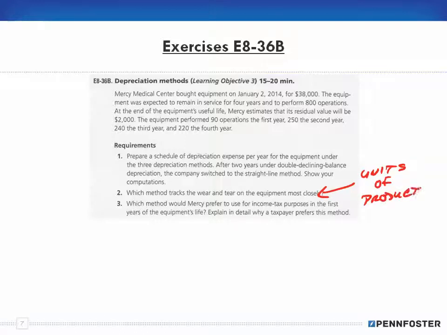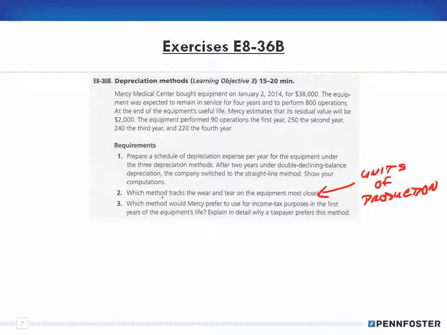Because you're matching, units of production is basically the wear and tear on the equipment. For each unit that you produce, you have wear and tear. Straight line and declining balance don't do that.